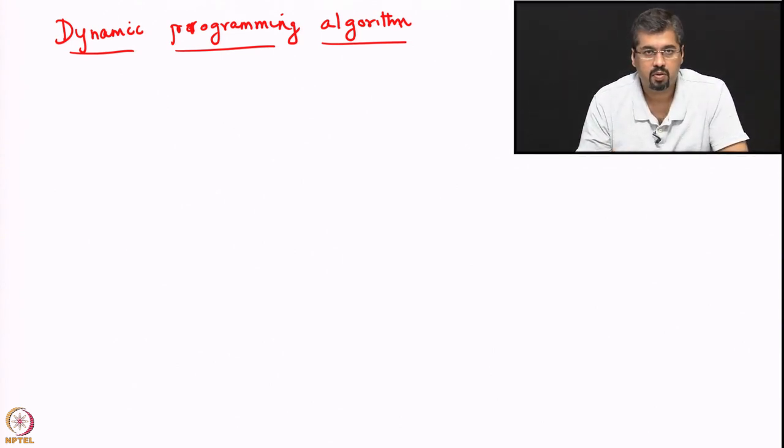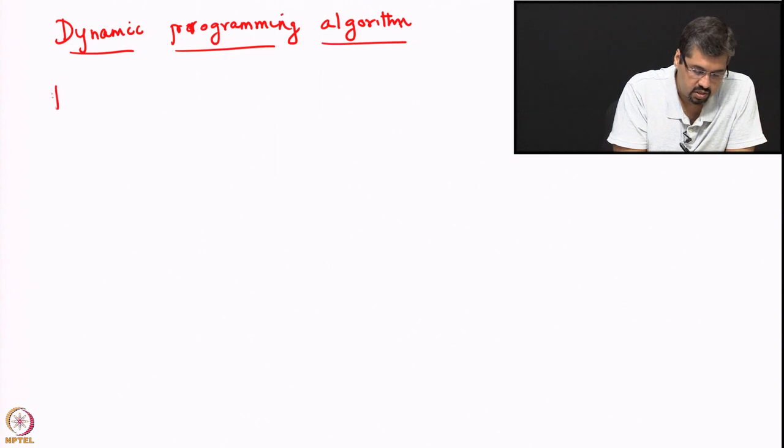Let us now start with the description of the dynamic programming algorithm. So, what one does in the dynamic programming algorithm is the following. I will explain the dynamic programming algorithm in the form of a proposition, and we will then do the proof of the proposition as well. Okay. So, the proposition is as follows.